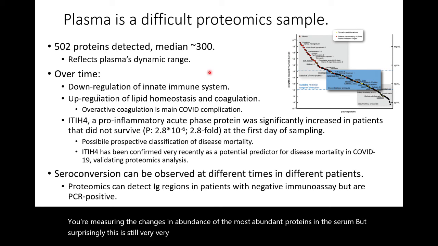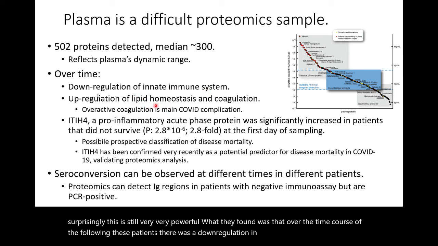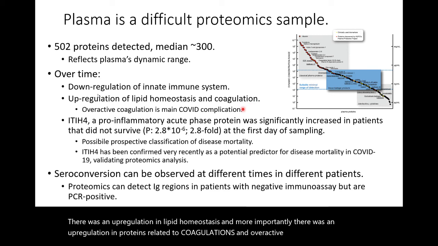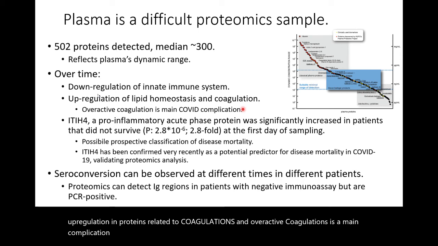What they found was that over the time course of following these patients, there was a downregulation in the innate immune system. There was an upregulation in lipid homeostasis, and more importantly, there was an upregulation in proteins related to coagulation. And overactive coagulation is a main complication in people who have COVID.